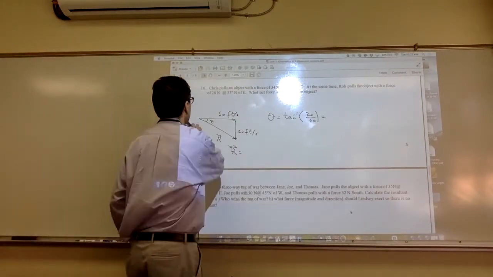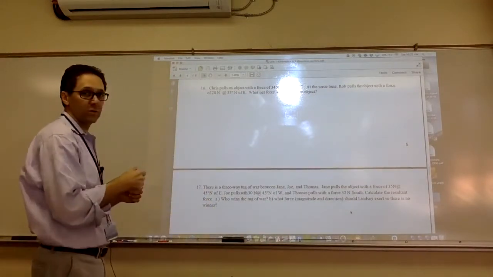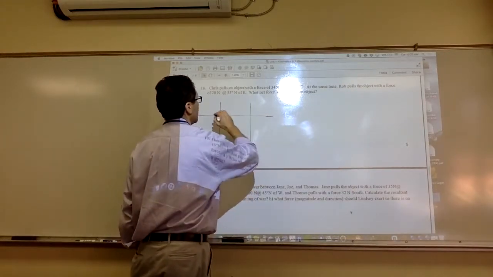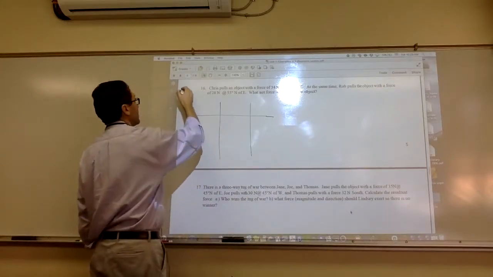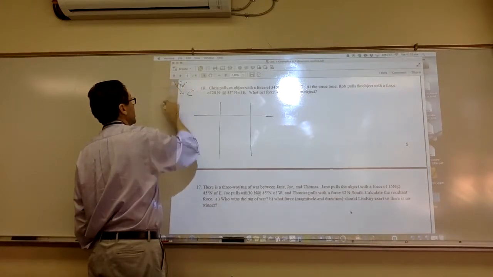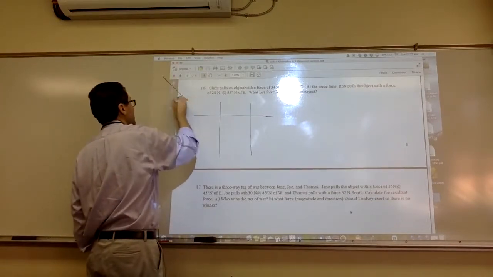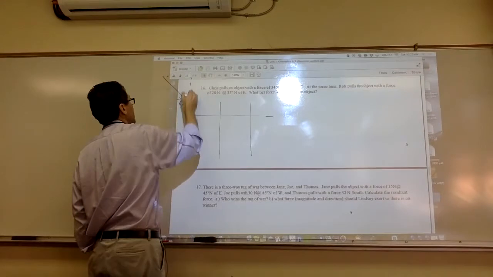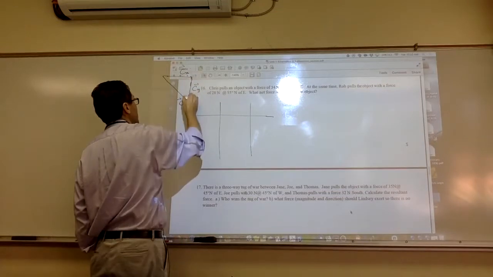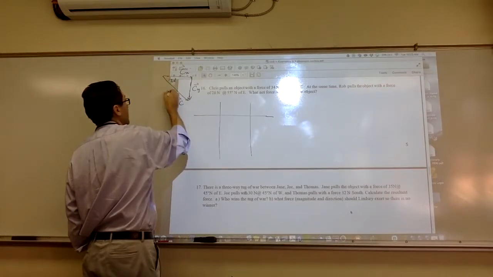All right, for number 16, I'm going to do it two ways. I'm going to do the vector resolution, and I'm going to do the law of cosines also. So here we go. For Chris, it falls south of east. So here is Chris, and this angle here is 20 degrees. I'll make the triangle. Here's the x component and here's the y component. For Chris, this angle is 20 degrees, and this is 34 newtons.